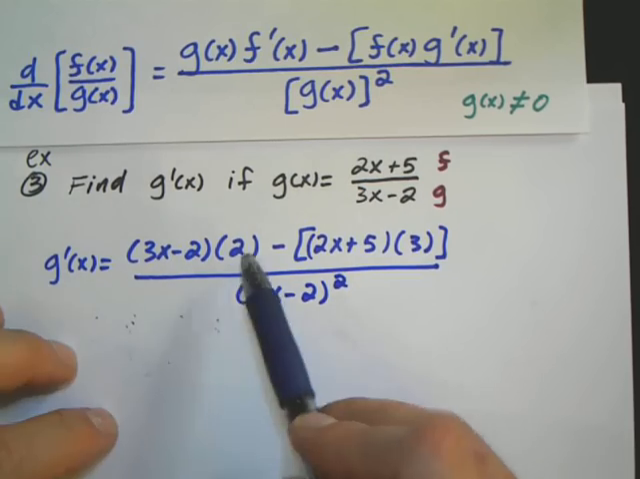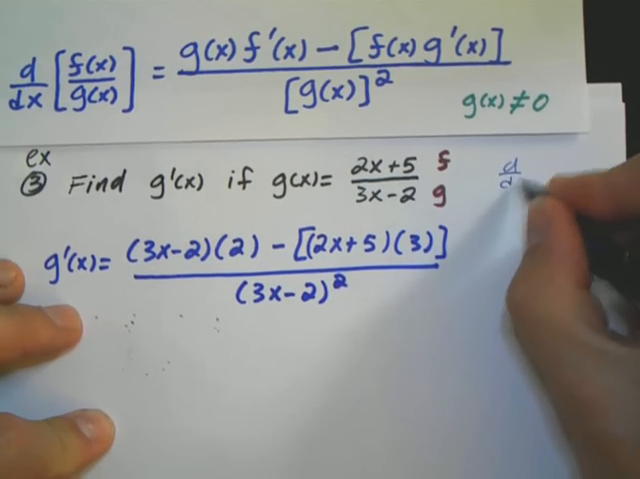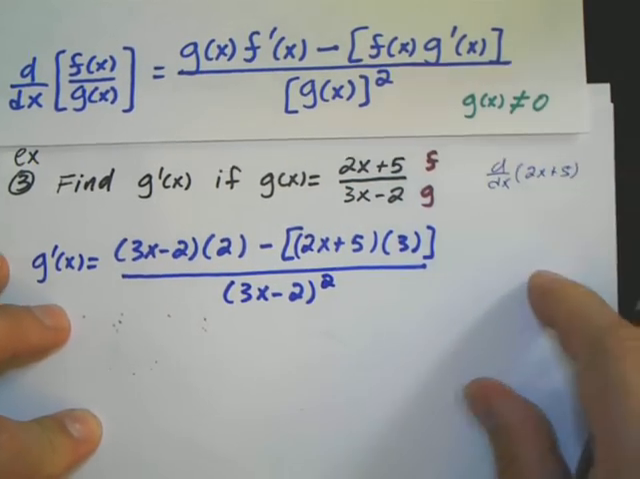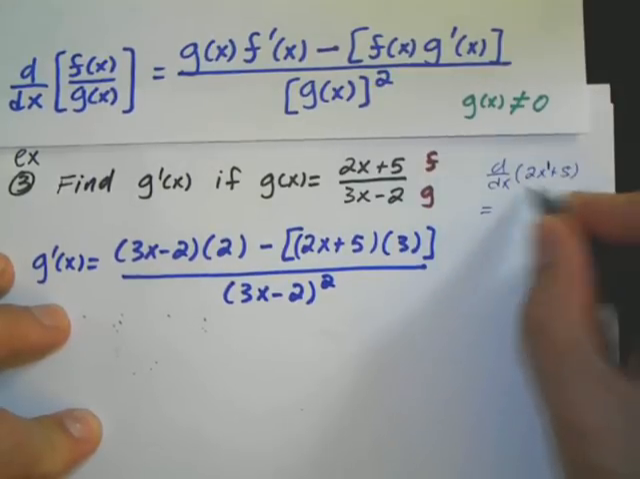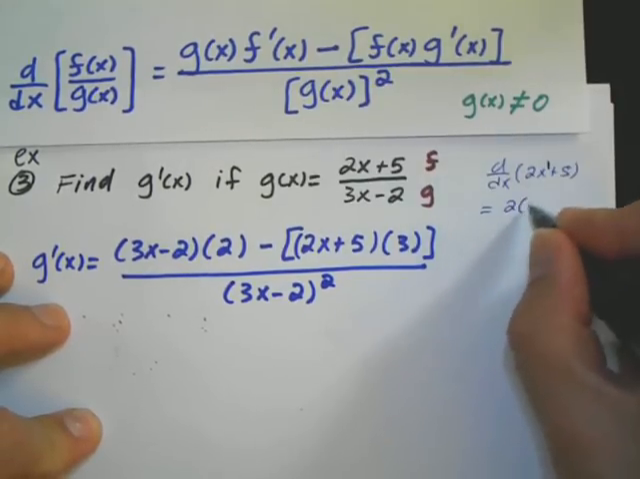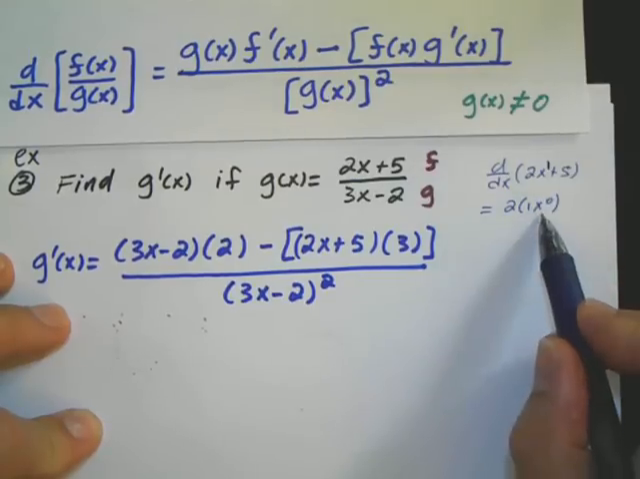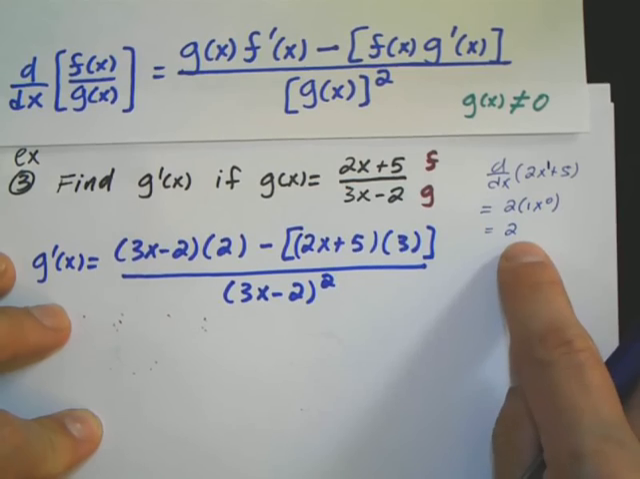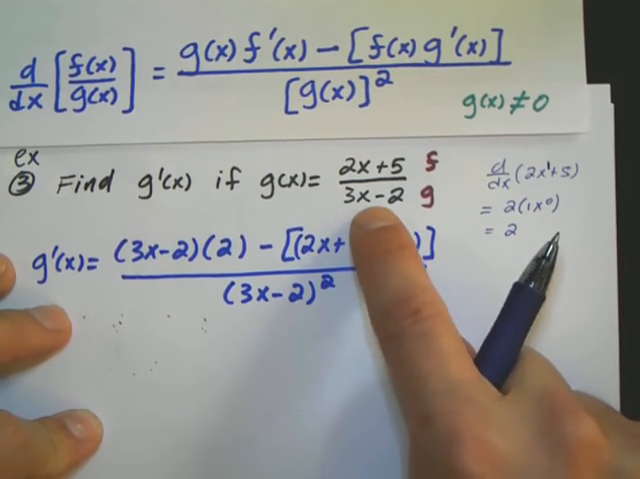And in case you're wondering how I got these two derivatives, I can make a little note that if I have the derivative of 2x plus 5, I can use the power rule that says this is the exponent of 1, which would give me 2 times 1x to the 0. So this becomes basically just 1, so the derivative of this is just going to be 2. And the same thing could be done with the denominator.